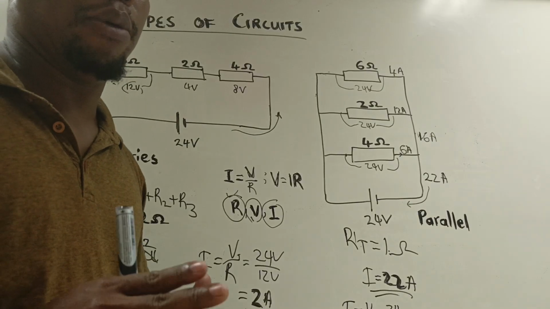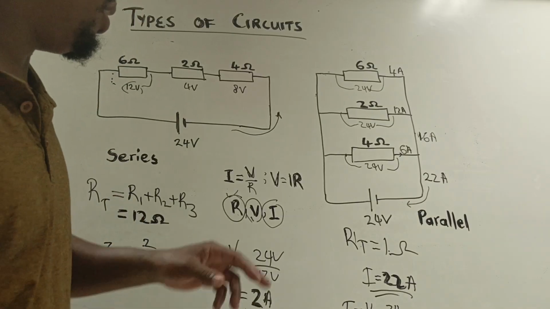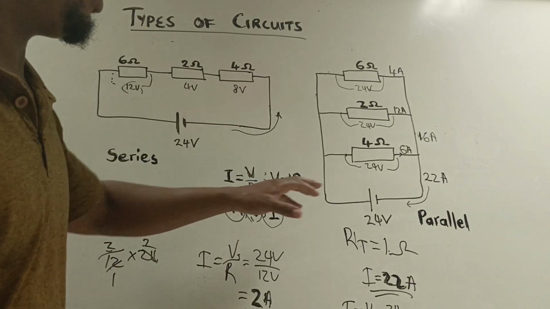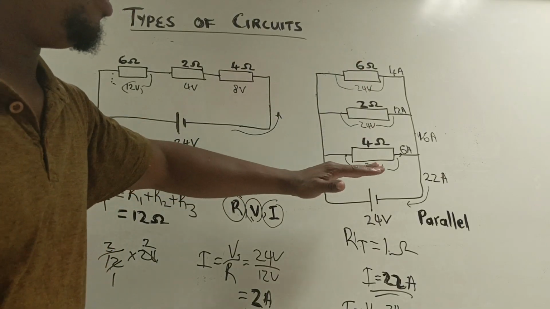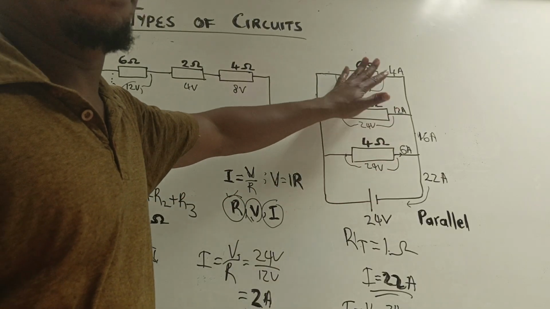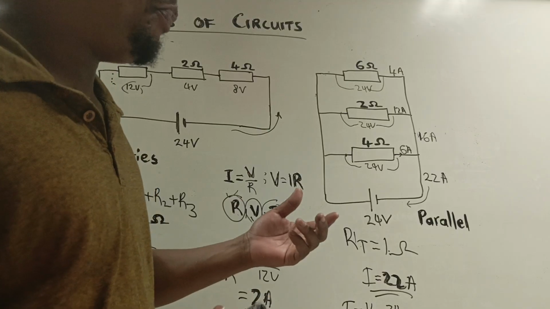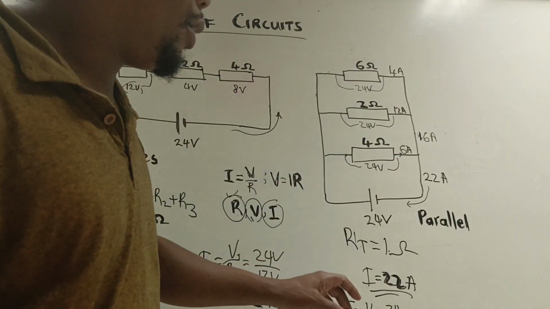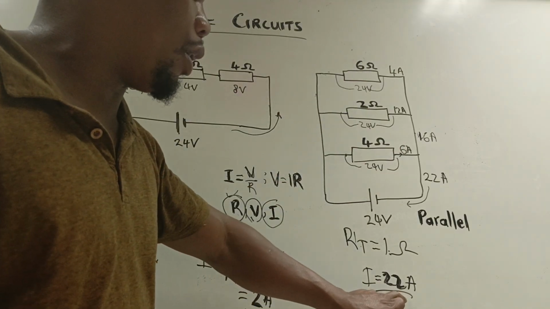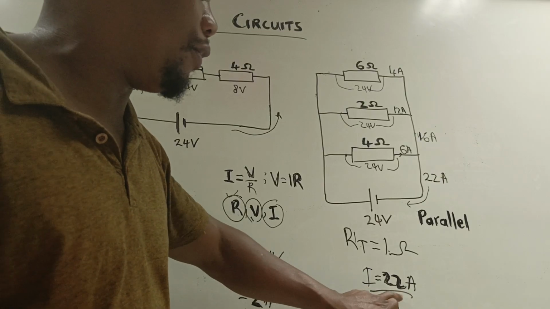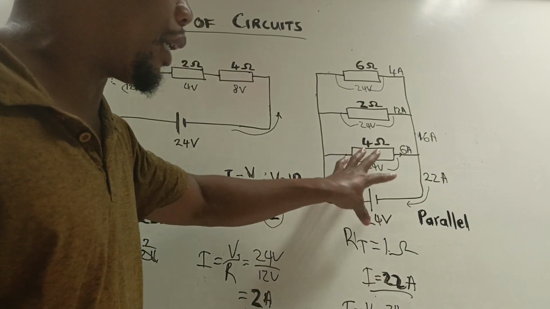If an exam asks about the bulbs, which bulbs will be more bright? The ones in parallel, because the current flowing is very high, so they are going to be more bright.